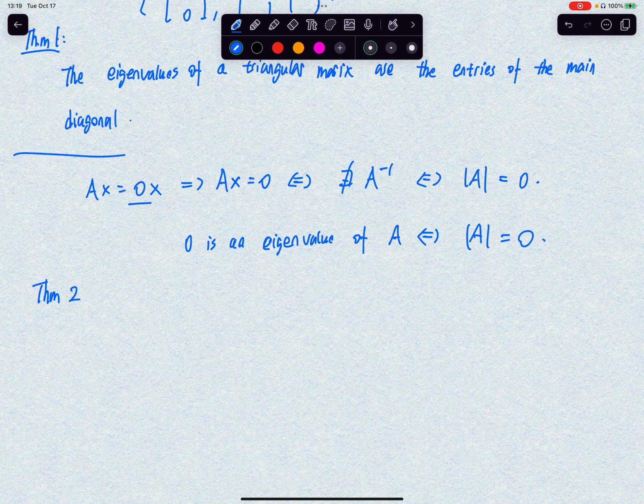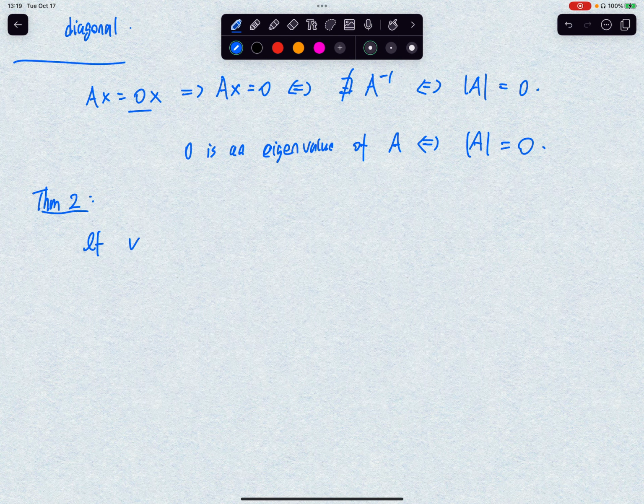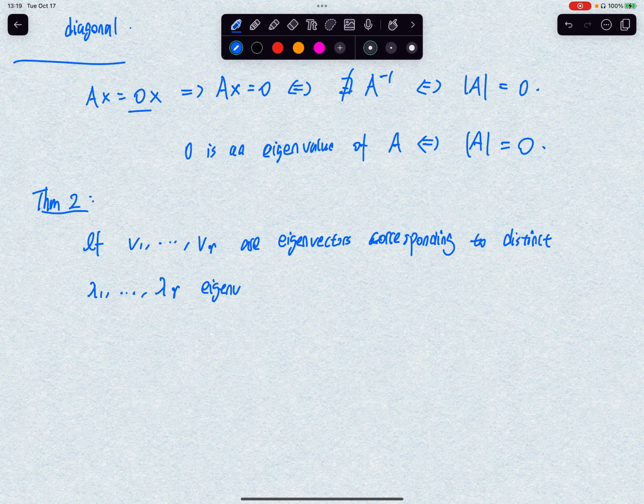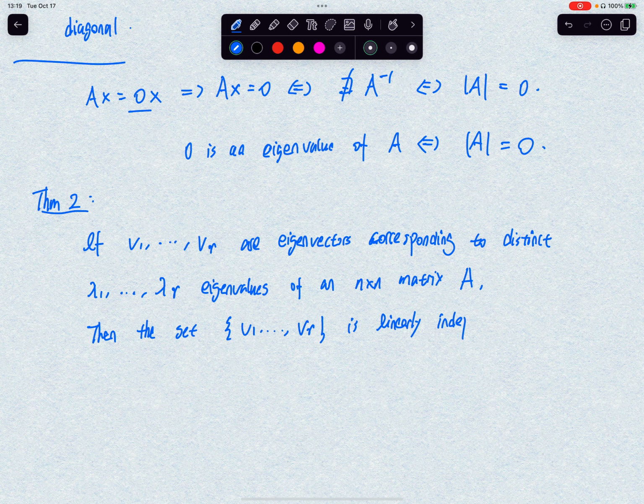And we have another theorem. If v1 up to vr are eigenvectors corresponding to distinct eigenvalues lambda 1 up to lambda r of an n by n matrix A, then the set {v1, up to vr} is linearly independent.